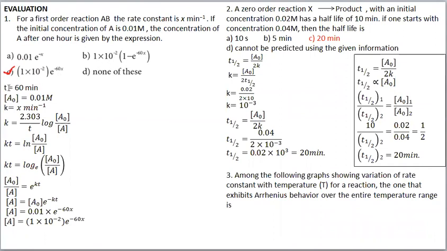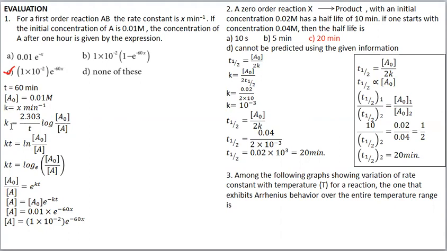You see, time given 60 minutes. So 1 hour means it is 60 minutes. Here, the rate constant unit you see, x per minute. Since here the unit is per minute, 1 hour also we can take 60 minutes. So t is equal to 60 minutes. Initial concentration of A is 0.01 molarity. Rate constant is given x per minute.